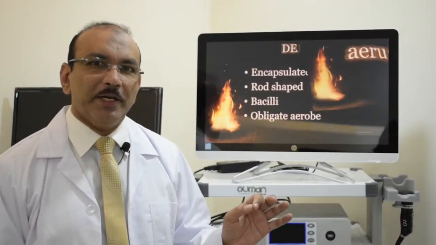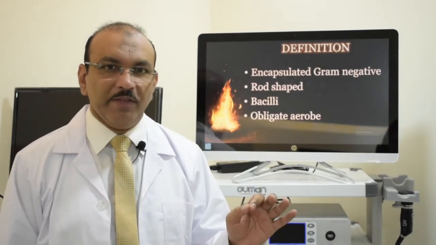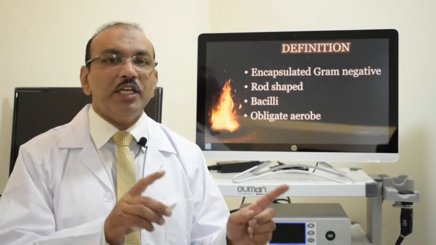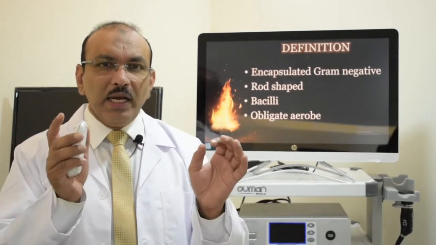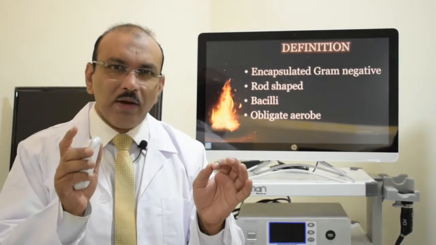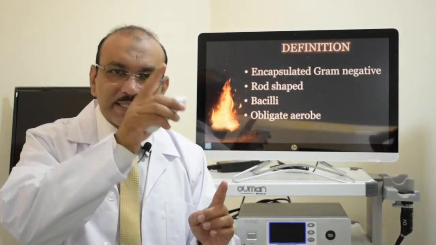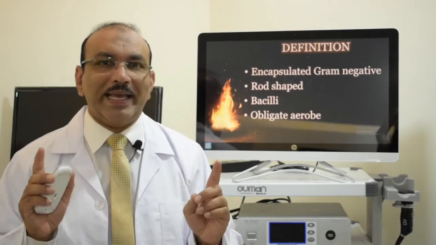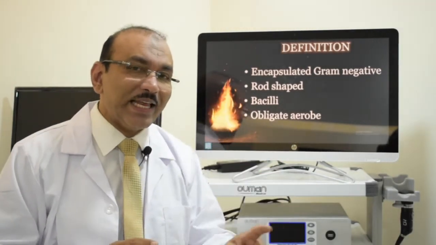Pseudomonas aeruginosa. This is a bacteria. The features of this bacteria are it's gram-negative. The differences between gram-negative and gram-positive are many, at least 30. If I tell you one main difference: gram-positive has a thick cell wall made up of peptidoglycans. Gram-negative has a thin cell wall.